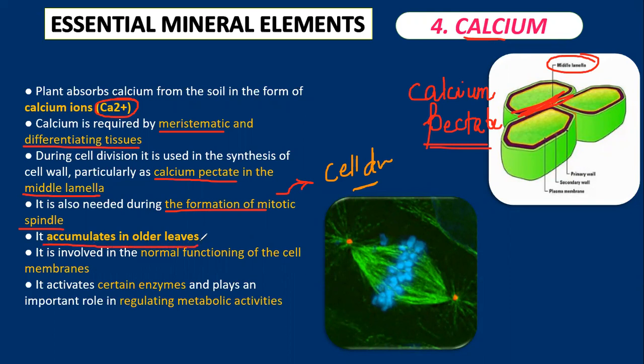It accumulates in the older leaves, and it is involved in the normal functioning of the cell membrane. Along with it, it activates certain enzymes and plays an important role in regulating the metabolic activity.